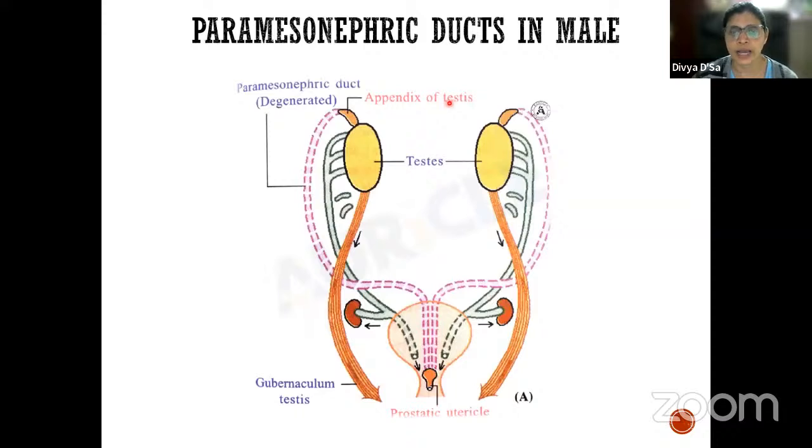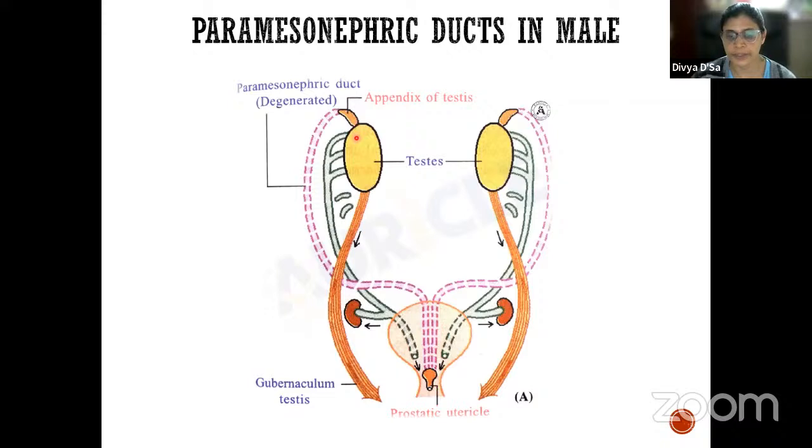So what happens to the paramesonephric duct then? In males, it will disappear. It will degenerate, and it remains as the appendix of the testis. You will see a small sessile body near the upper pole of the testis. That is called the appendix of the testis.